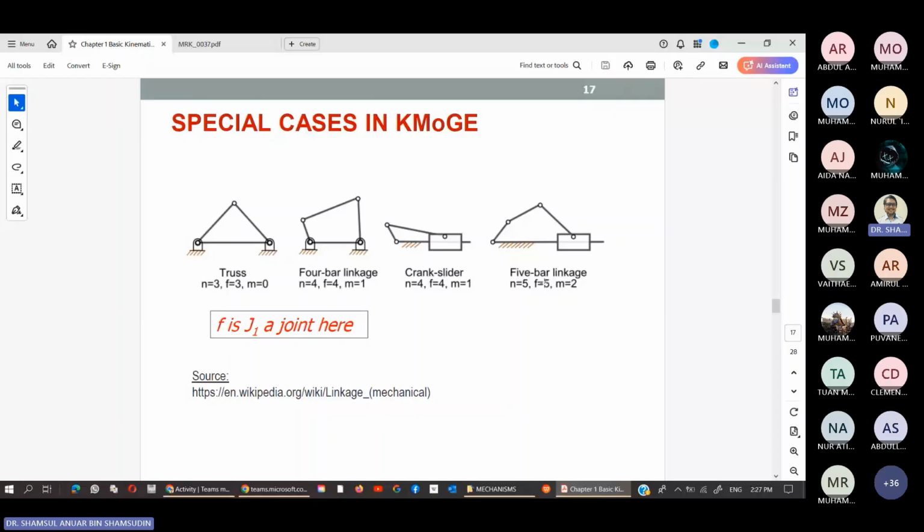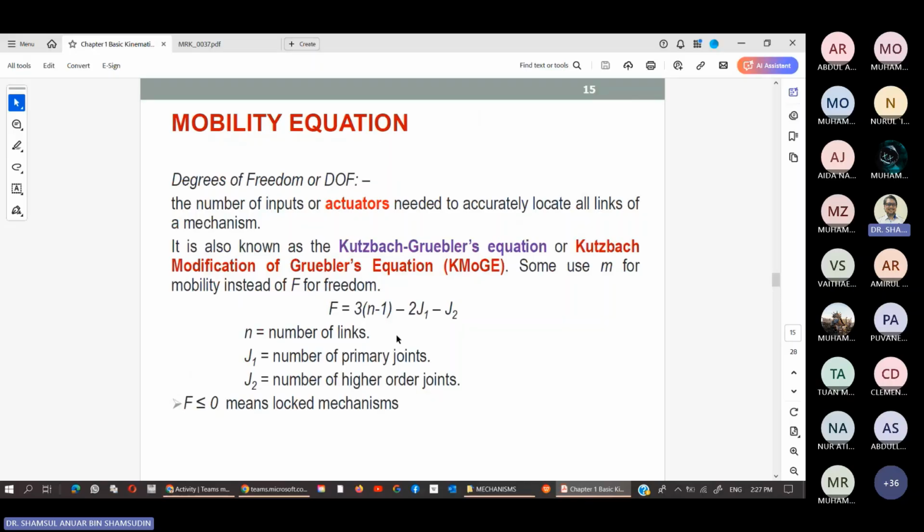But once we have a 5-bar linkage, n is 5, links 1, 2, 3, 4, and 5, and the joints, we have 1, 2, 3, 4, and 5 over here. So this gives us m equals to 2. So you have to go back here, n is 5 and J1 is 5. 5 minus 1 is 4. 4 times 3 is 12. So this whole thing is 12. Minus 2 times 5 is 10. So 12 minus 10 gives us 2 degrees of freedom.